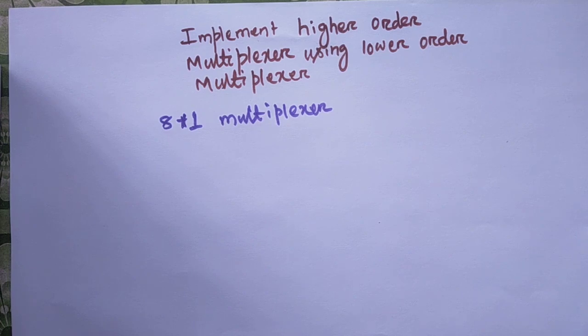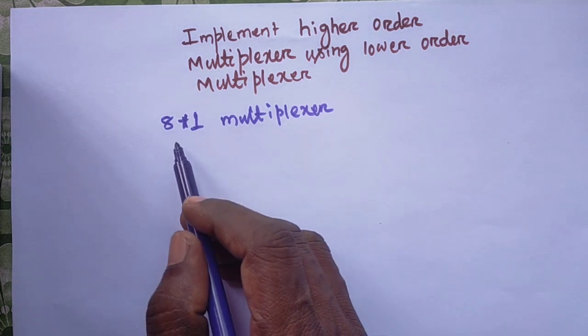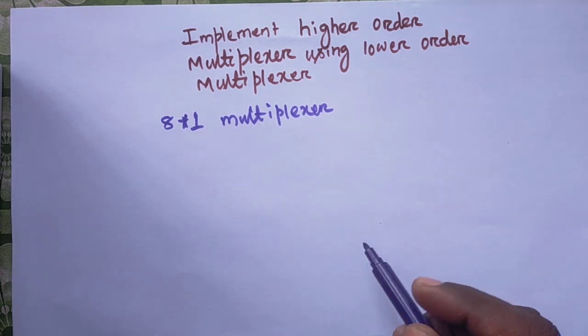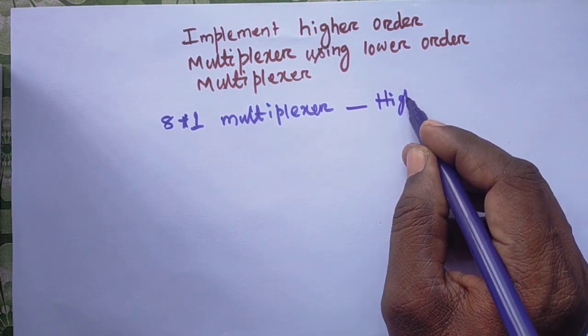Lower multiplexer means, normally, a multiplexer is defined through 2 to the power n inputs. Then if the higher multiplexer is 8 into 1, the lower multiplexer is considered relative to that higher multiplexer.